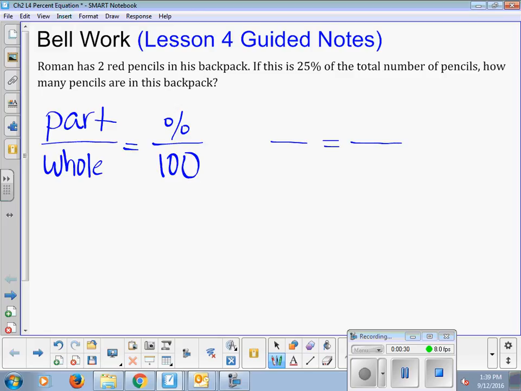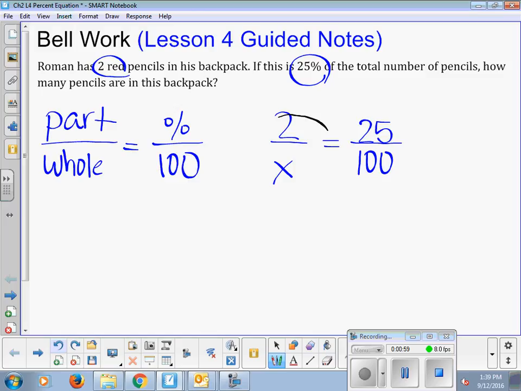We're going to set up our 2 fractions. We know we have 25%. How do we write that as a fraction? 25 over 100. And we know that 2 of the pencils are red. Is that our part or our whole? Part. So that goes in the numerator. And in our denominator, we fill in with x.